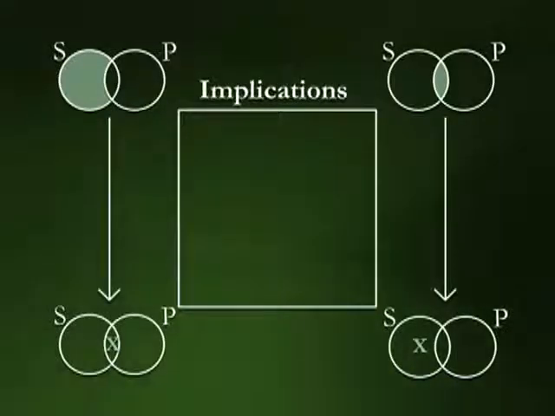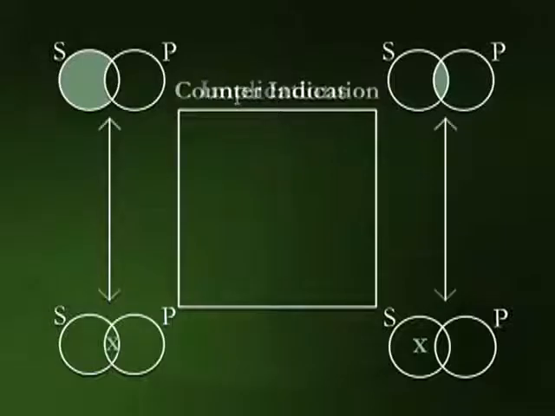Implications run down the sides. If the upper one is true, the lower one is true. In that direction, truth is contagious. It flows from the top to the bottom. We call the correlate movement from the bottom up counterindication. If the lower one's false, the upper one has to be false too.